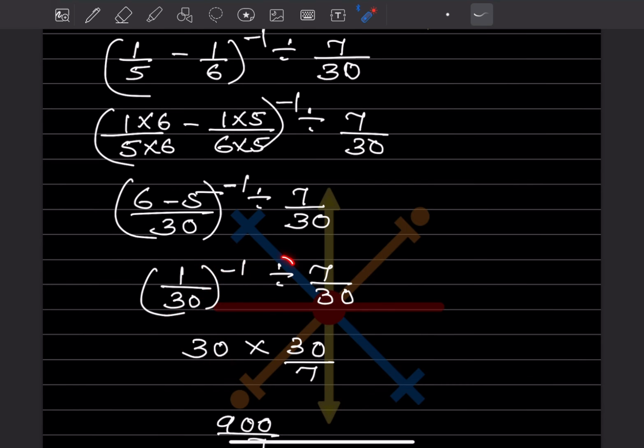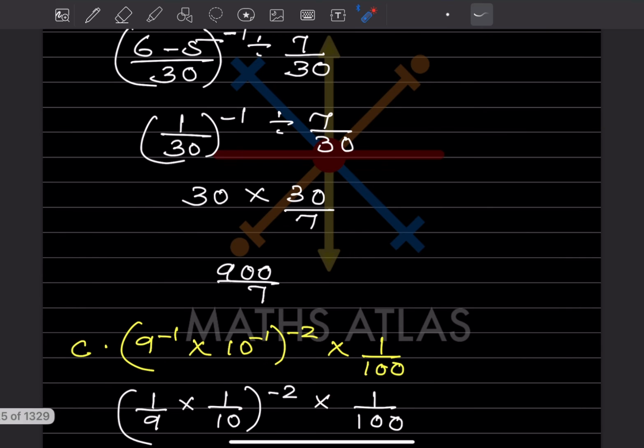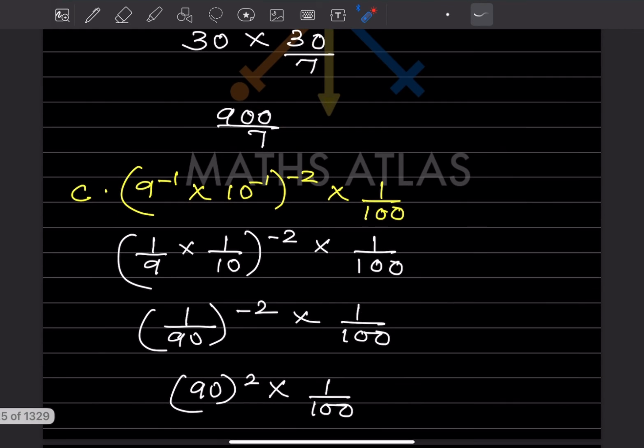And now this is a division sign, we'll make it multiplication. Since we made it multiplication, this will be the reciprocal of it. So that will be 30 by 7. So it will be 900 divided by 7. Again we keep the same 1 by 9, 1 by 10, because it's a negative over here. Let this be the same, because there are two numbers here.